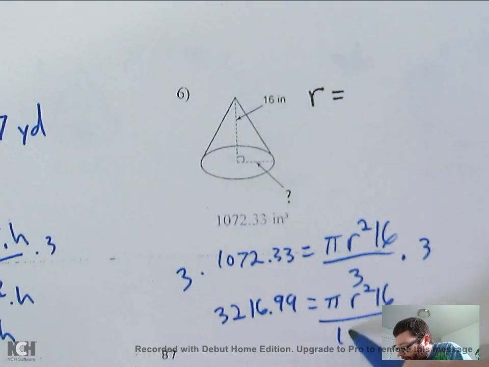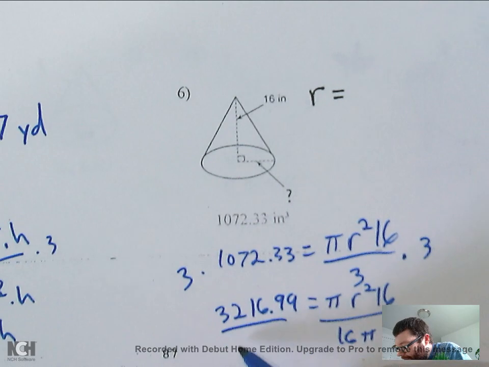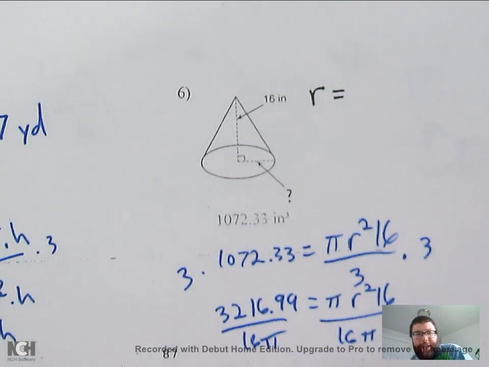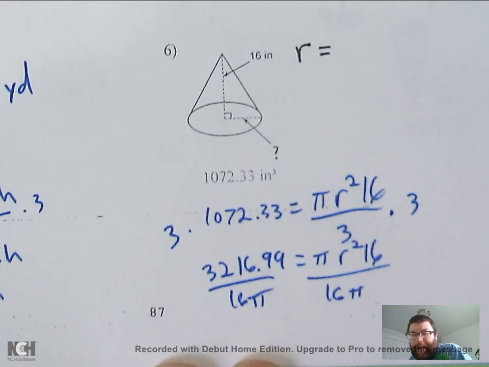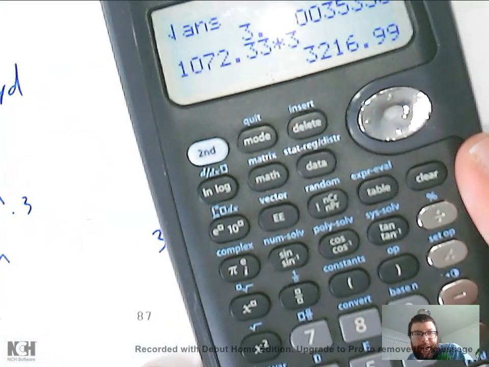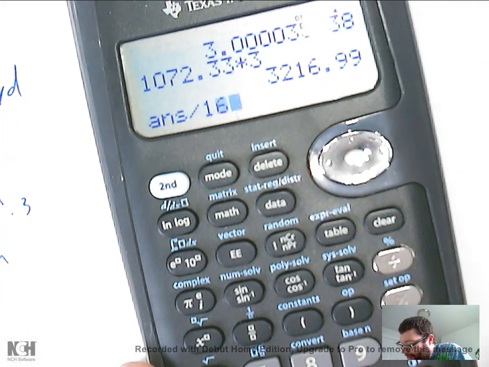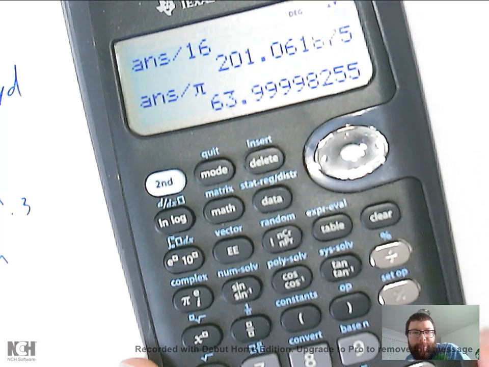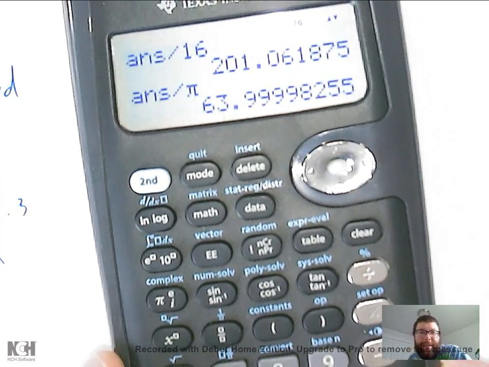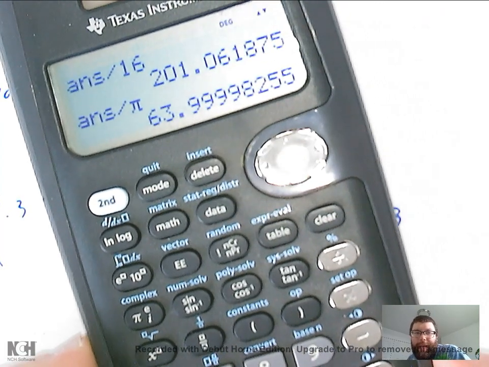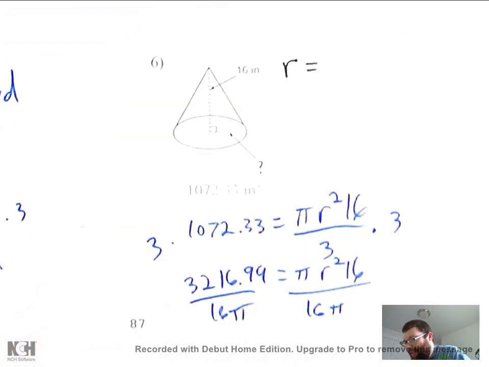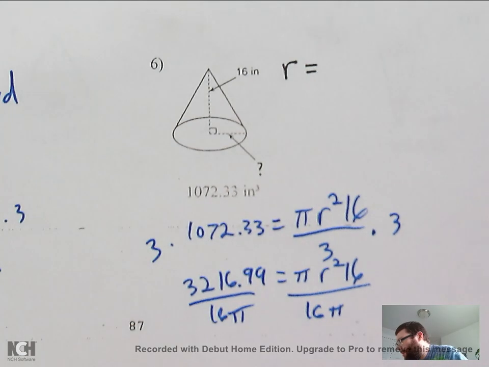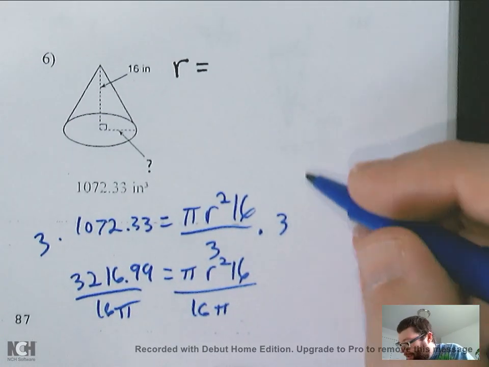And now at this point, I can divide by 16 pi. That's just the height and pi right there. And again, I can divide them individually, divide by 16, divide by pi, or I could divide them together. Doesn't really matter which one you do. But then I get 63.9999 blah, blah, blah. So again, at that point, you could probably round to 64 and it'd be fine. I'm going to keep it where it is.